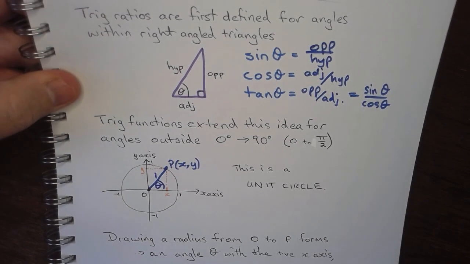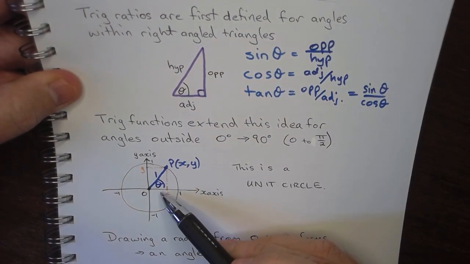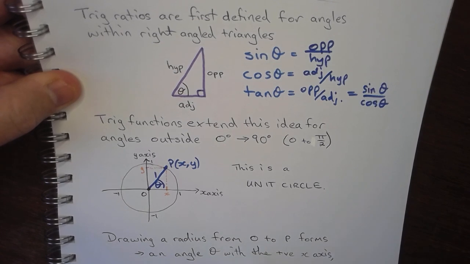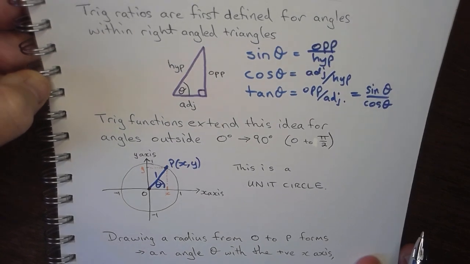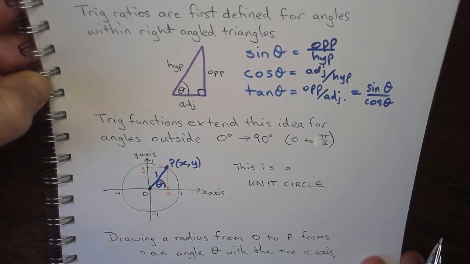So we've got that radius from O to P, forms a right angled triangle with an angle of theta formed with the positive horizontal axis. That's important. We'll always be talking about angles formed with the positive horizontal axis, just the positive side of it.